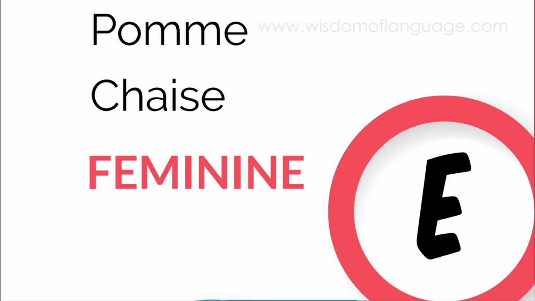Chaise. Chaise means chair. It is ending in E, so it is feminine. As you can see, apple and chair in English are just placed into the category of neuter gender. But here, even for a non-living thing, you have a gender attached to it. So apple is always feminine and chair is always feminine. So here, if it is ending in E, it has to be feminine.